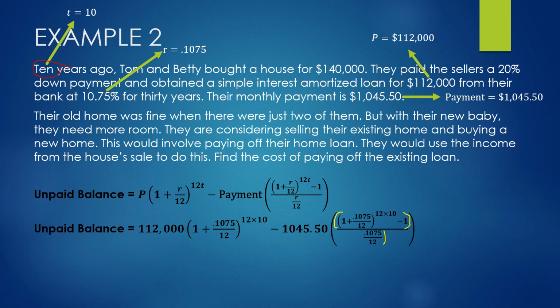This is just for calculator purposes. That's the only reason I'm adding these in here, just for when you're plugging this in the calculator. Just like I said, you've got to take care of these first. If you don't, it requires an extra step in the calculator, and it's just easier to multiply these out first. So 12 times 10 is 120. Now I'm going to adjust my parentheses here. Now we're just going to plug this in our calculator.